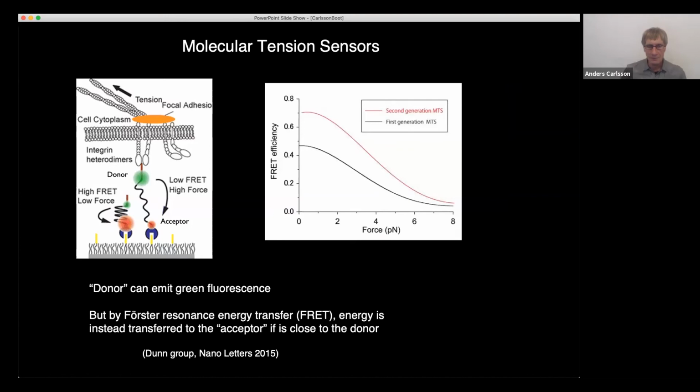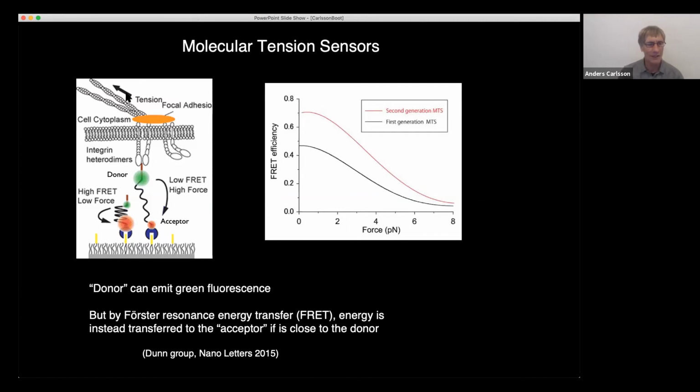Okay, now let's step back and go to a completely different world. Let's look at molecules. It would be great to be able to measure the forces at a molecular level inside cells. That's really important because otherwise we don't really know how the forces are impacting the biochemistry. And this is something that's been developed very rapidly over the past 10 to 20 years.